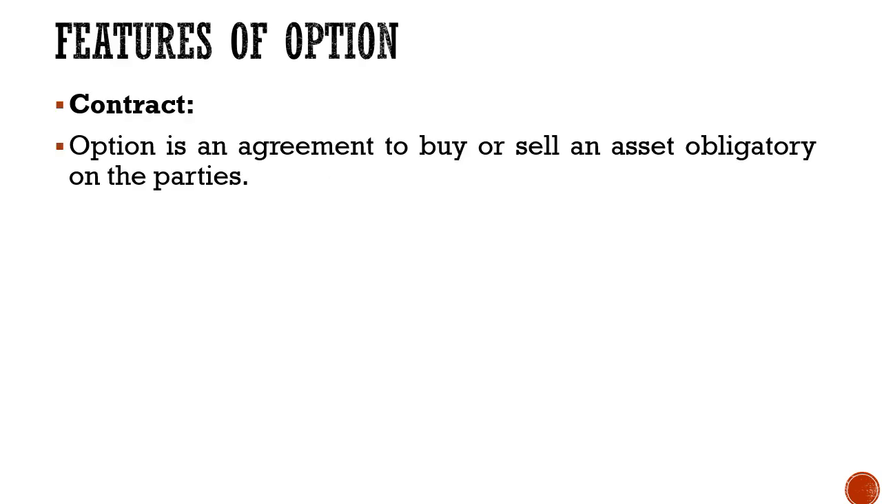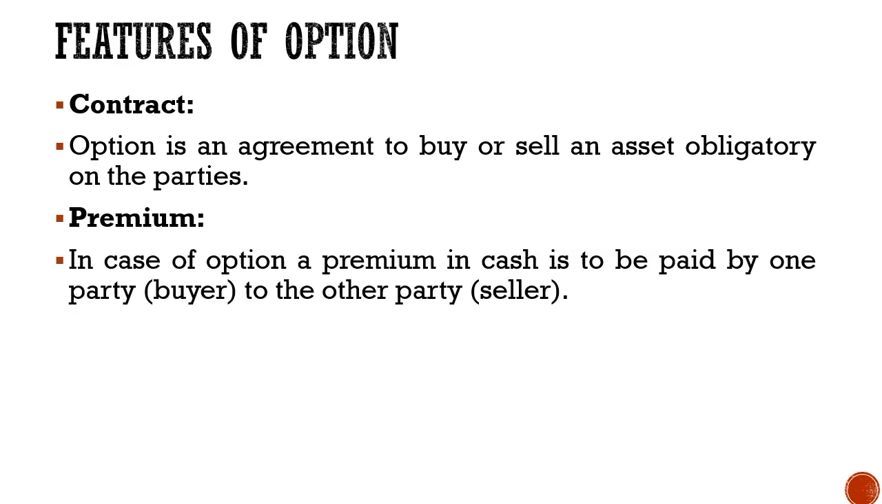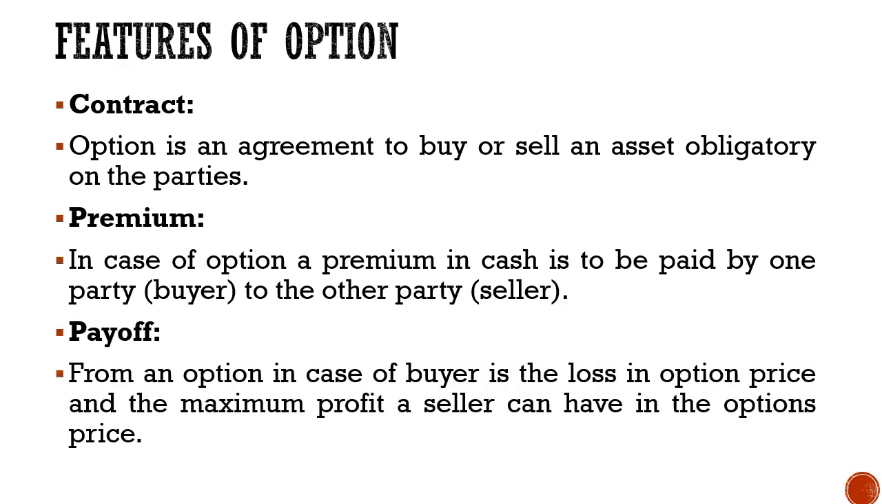Now let us learn the various features of option. Number one, it is a contract. Option is an agreement to buy or sell an asset, obligatory on the parties. Second is premium. In case of option, a premium in cash is to be paid by one party, that is the buyer, to the other party, that is the seller. So we don't say cash has been paid, but premium has to be paid under option.